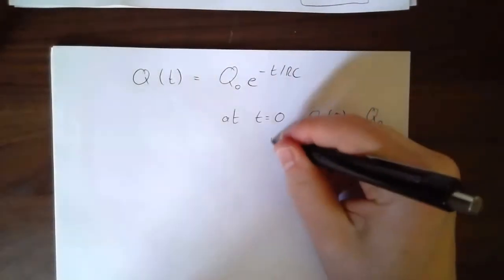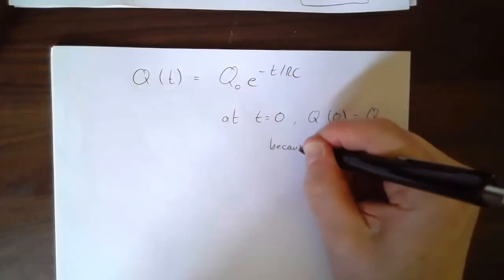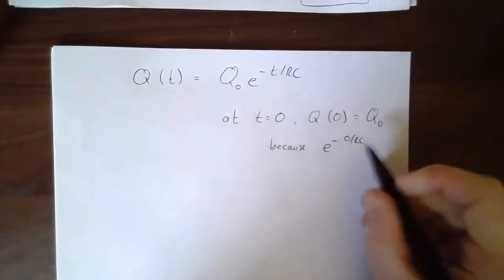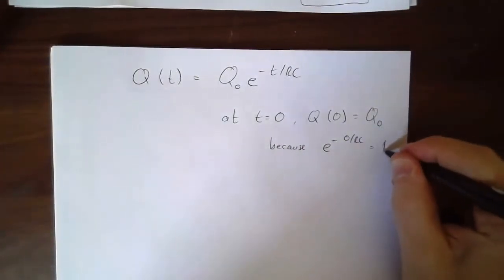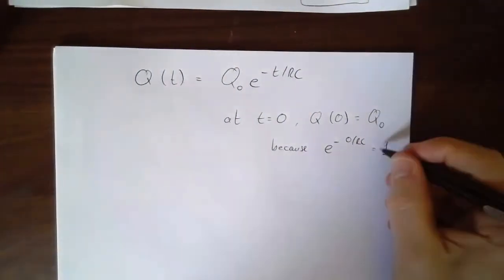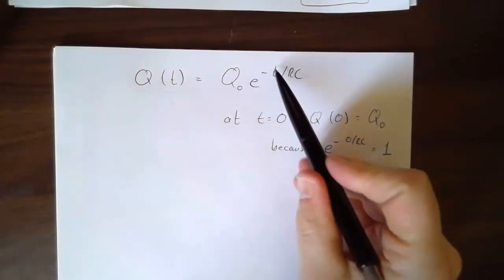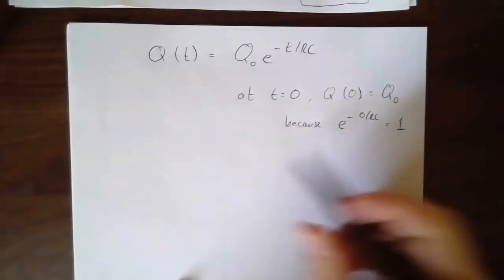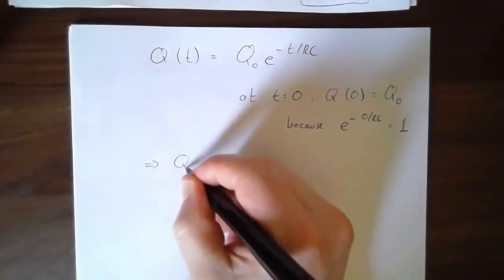Because e to the minus 0 over rc, that's e to the 0, that's just 1. So at t equals 0, this whole thing here is 1, you're just left with q naught. So q naught is our initial charge.